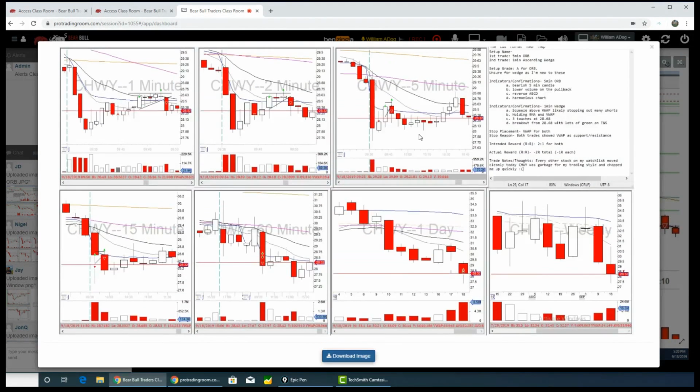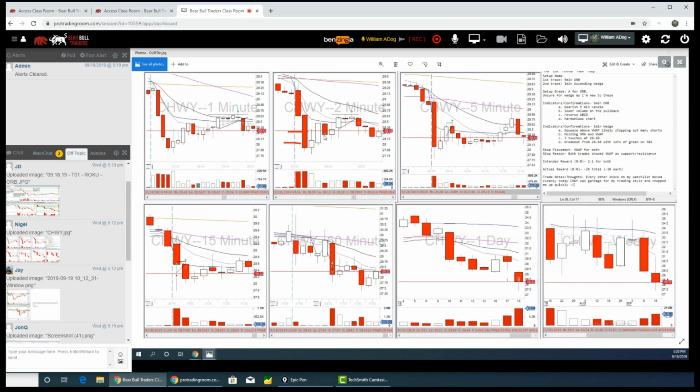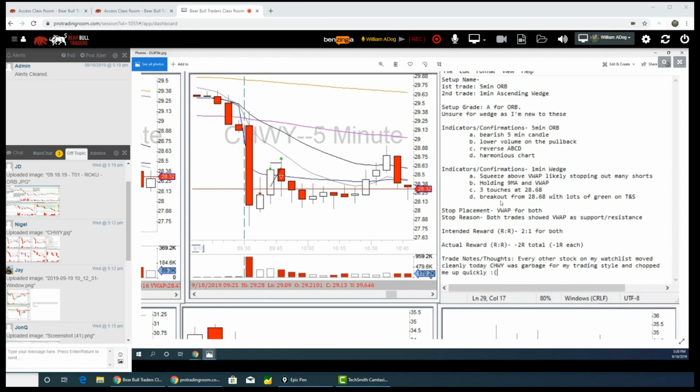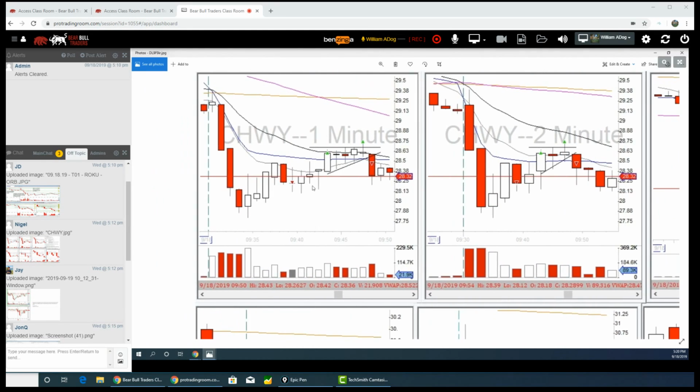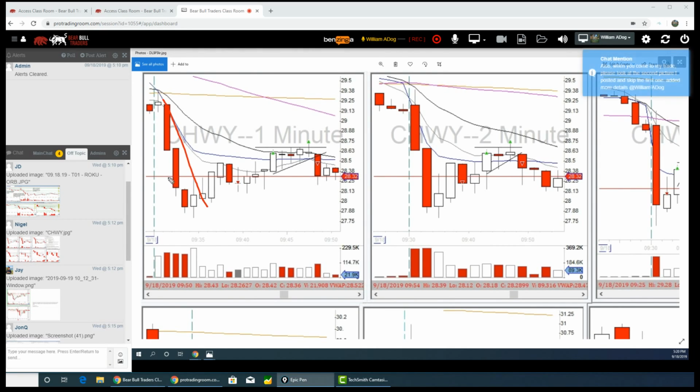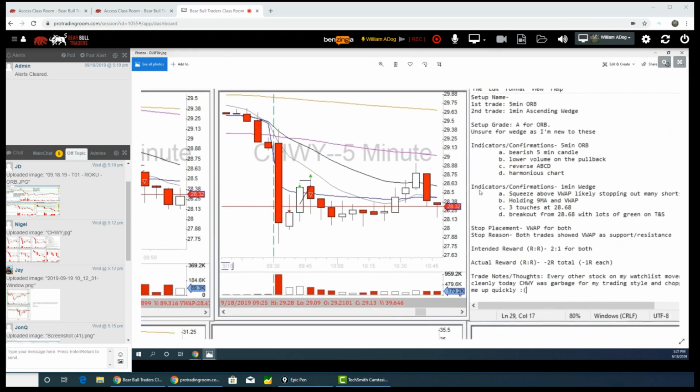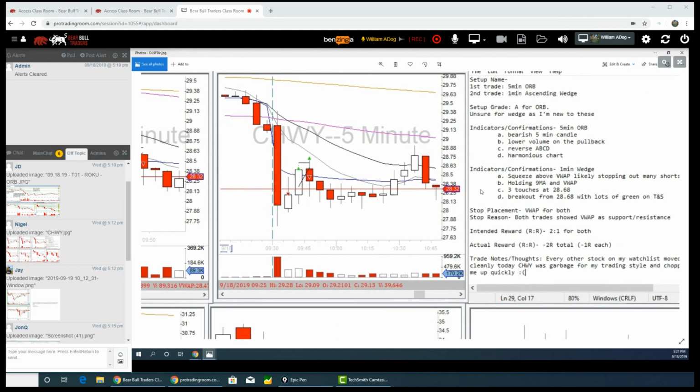So Nigel. Ooh, Nigel used it. Okay, so Nigel actually used this perfectly, and I'm going to zoom in. I'm going to do this right, Nigel, since you did this perfectly. Okay, setup name. 5-minute ORB. 5-minute ORB, 1 minute ascending triangle. Sorry. I don't really see that perfectly in the triangle, but unless it's this one. But okay. Setup grade, A for the ORB, unsure for wedges. I'm new to these. Okay, yeah, I don't see it as a very good wedge.